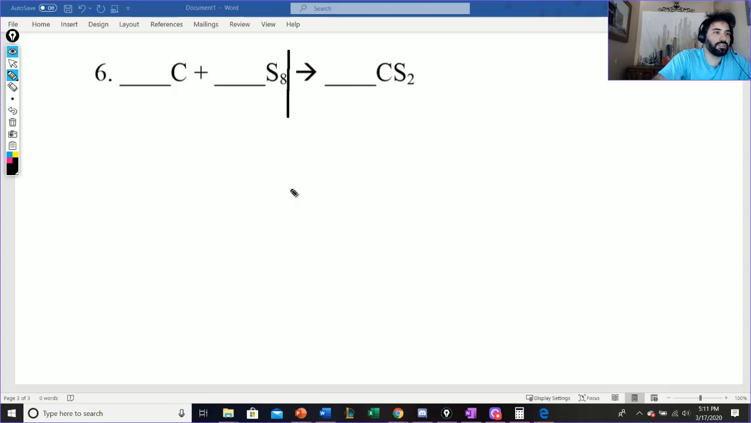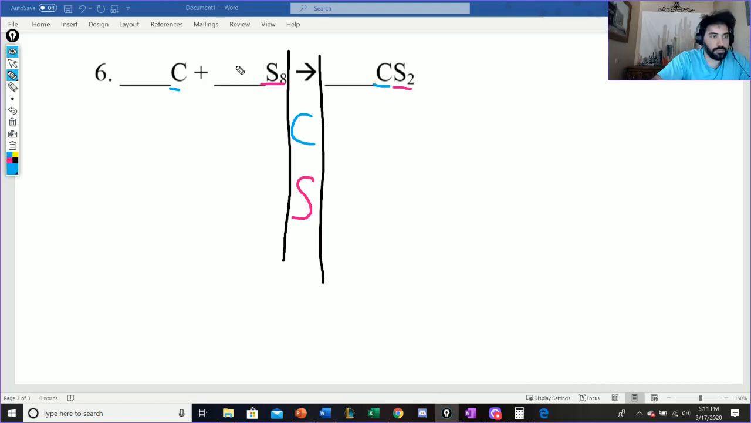All right, so first thing we want to do is count our molecules. We know we have a carbon, so we'll put a C here. And we know we have a sulfur, so we'll put an S here. On the right-hand side, yes, we have sulfur, and yes, we also have carbon. Now let's count. We have 1 times 1, we have 1 carbon, and we have 1 times 8, we have 8 sulfurs. On the right-hand side, we have 1 times 1, that's 1 carbon, and we have 1 times 2, that's 2 sulfurs. My carbons are balanced, so I'm just going to go ahead and balance my sulfurs.